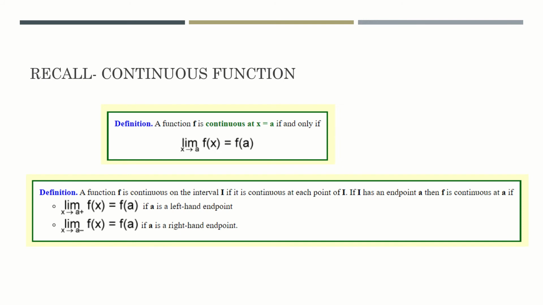The next is a function f is continuous on an interval. If the question is at x is equal to a, you can use the first method. If it is given as an interval, you can use this method. That is nothing but you will find the left hand limit, you will find the right hand limit, and then you will check whether it is equal to the value at that point. The first method we can use for the 2 marks and the second method we can use for the 4 marks.